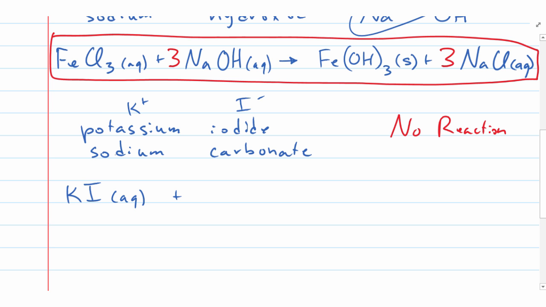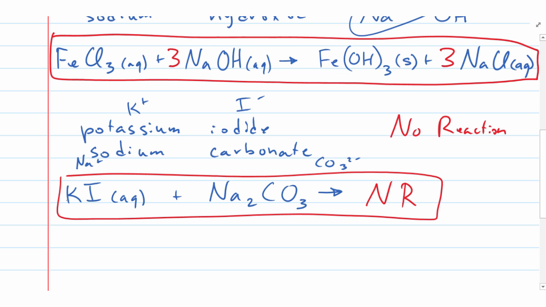Then we have sodium carbonate, and we already wrote the formula for this. We have Na with a positive charge, and carbonate is CO3 with a 2 negative charge. We saw already that this formula is Na2CO3. So when I write out the products in this case, the way we usually label it is as NR to represent no reaction.